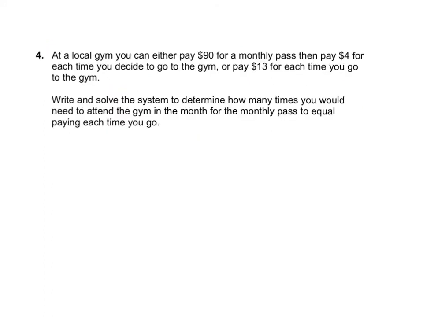All right, for our last example, it says, at a local gym, you can either pay $90 for a monthly pass, then pay $4 for each time you decide to go to the gym, or pay $13 for each time you go to the gym. Write and solve the system to determine how many times you would need to attend the gym in the month for the monthly pass to equal paying each time you go. So we have two situations here. You can either pay $90 plus 4 times every time you go to the gym, or you can just pay $13 every time you go.